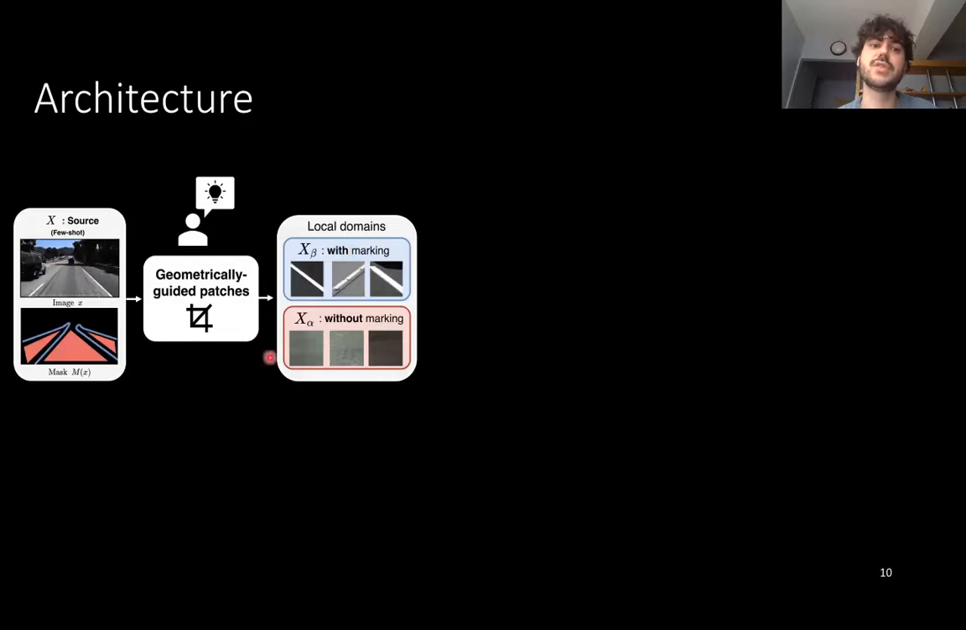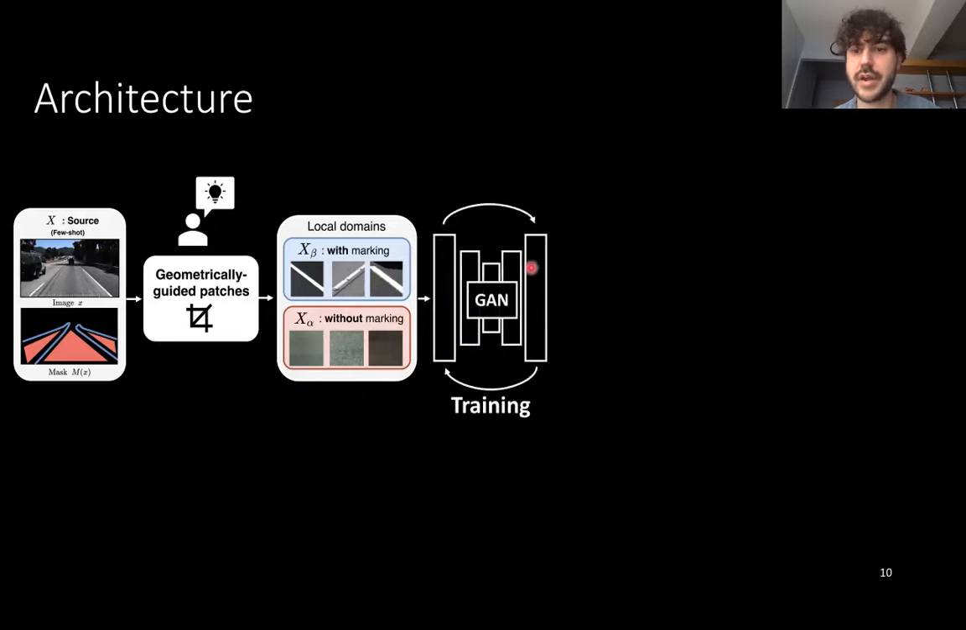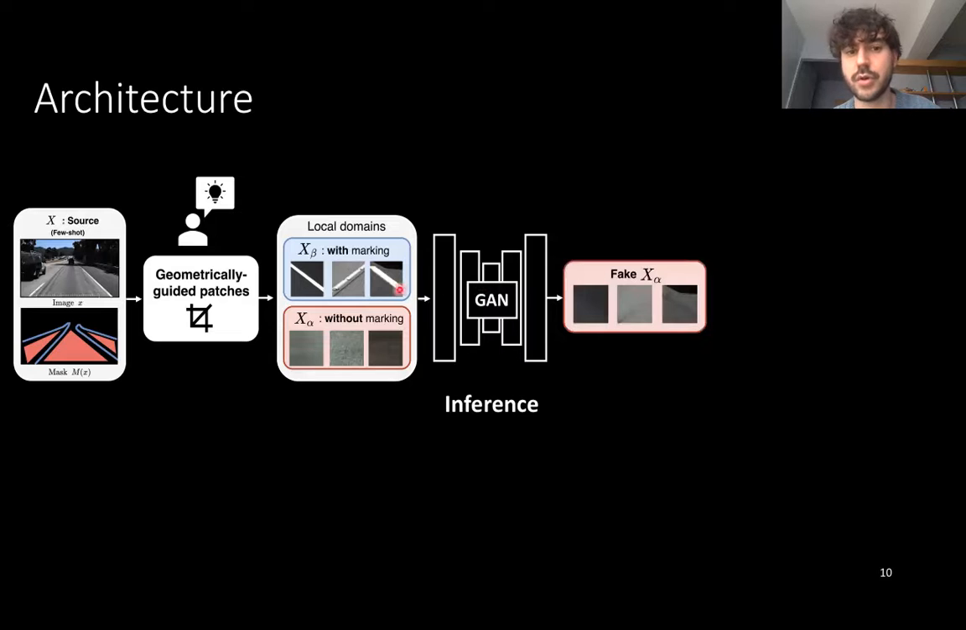Okay, so in this case, we extract a local domain with marking and a local domain without marking. And what we do at this point is to train an image-to-image translation GAN on these local domains. At the inference step, what we do is to translate one of the two local domains. For instance, here we are translating the images with marking into making them resemble images without marking, like in the example here.